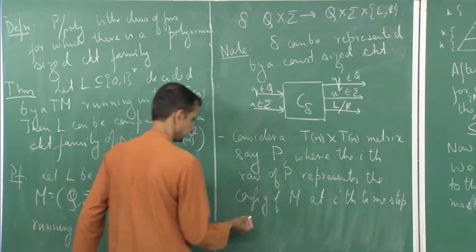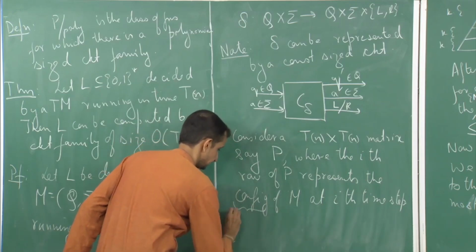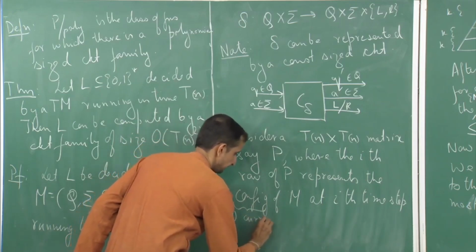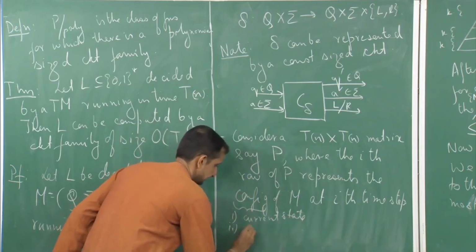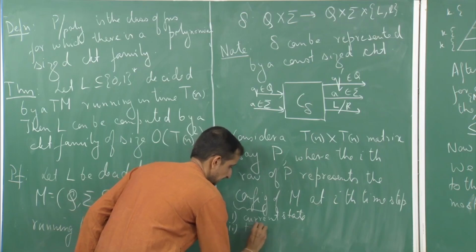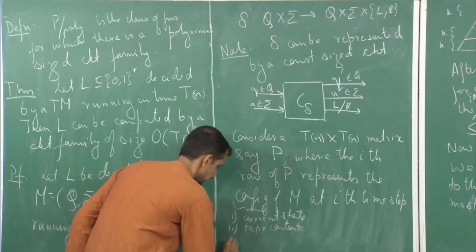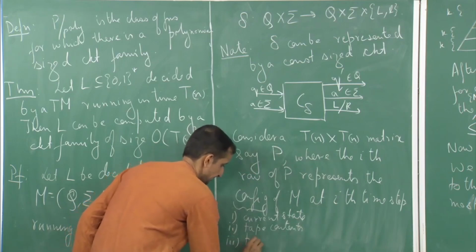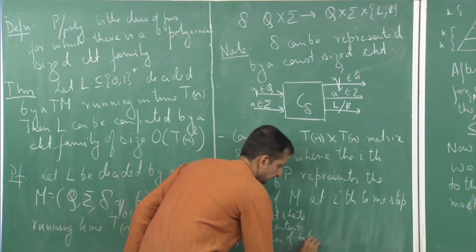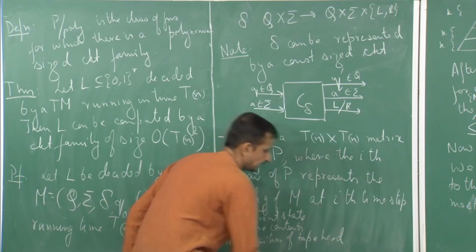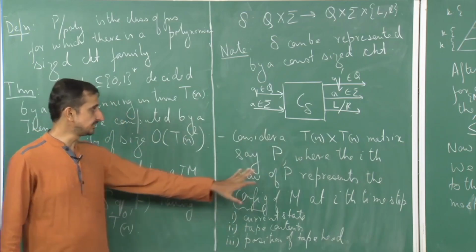So, what is a configuration? A configuration of a machine consists of 3 things. Firstly the current state, secondly the tape contents, and thirdly the position of the tape head. We will see a method to encode all these 3 things into the Turing machine.